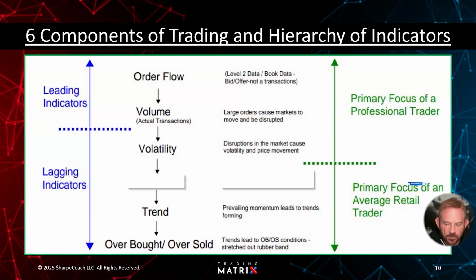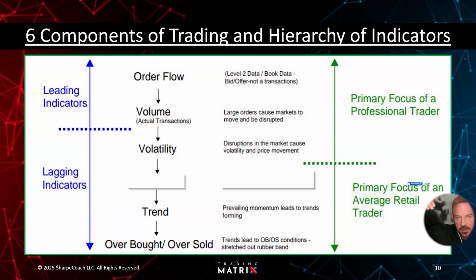And just briefly, want to come over here and we look to the right. Professionals. Pros focus on volatility, volume, and order flow. That's their big three: volatility, volume, and order flow. The bottom three are where the average retail trader focuses. So we have order flow, volume, volatility. We have one I'm going to come back to. And then we have trend, and we have overbought and oversold.